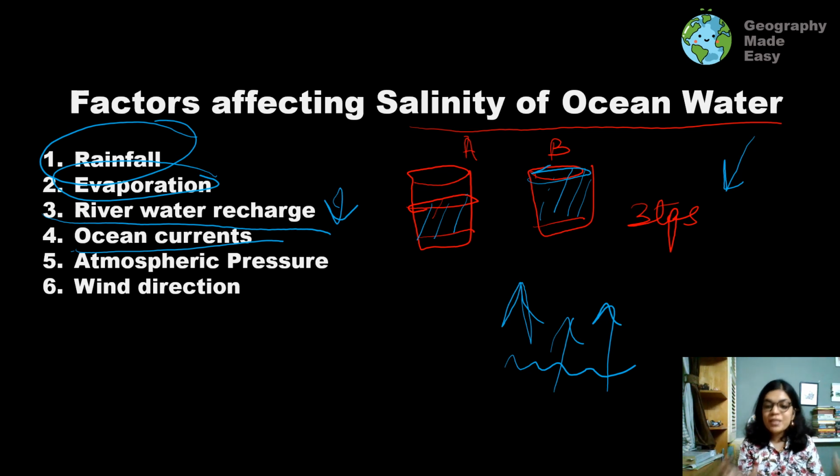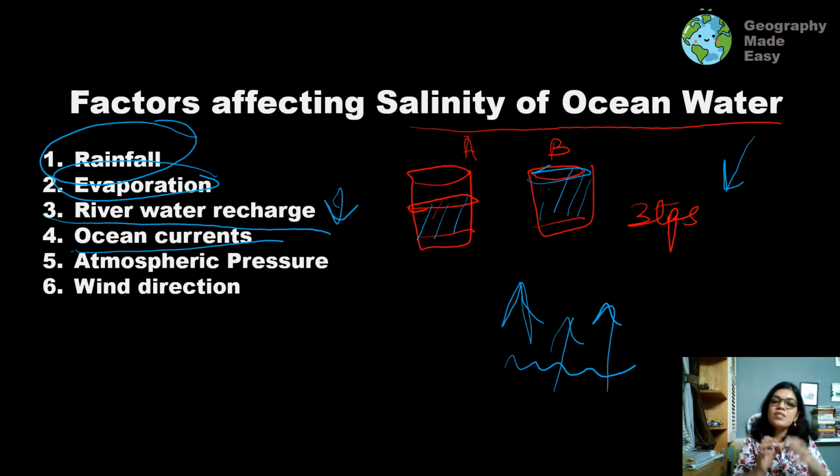Atmospheric pressure and wind direction are not so important factors for contribution to salinity, but we will still talk about them a little bit. The wind direction, that is, the direction in which the wind is blowing: if it is blowing from a saline seawater to a less saline seawater, or from land and bringing in a lot of salt deposits into the sea, it can also indirectly affect the salinity of the seawater.